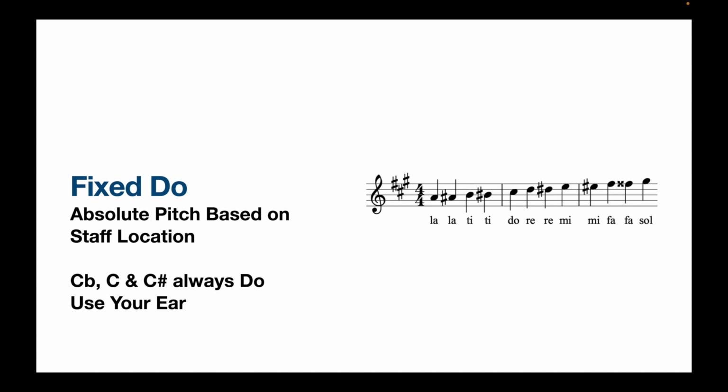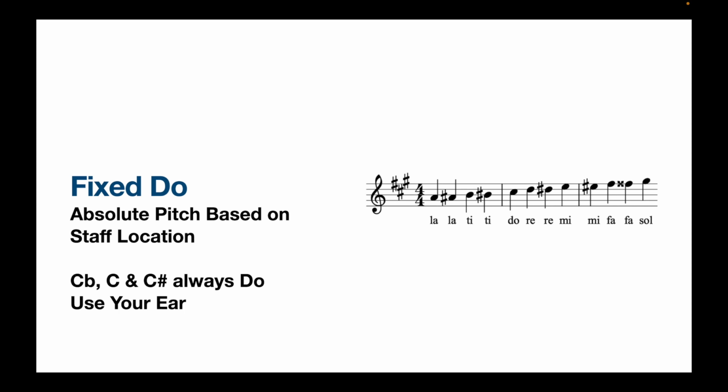Fixed do is absolute pitch based on staff location. So if you look at the little graphic here, you see A and A sharp are both la. B and B sharp are both ti. So I could say la could be la. All right, those would all be considered la because I could go A flat, A sharp, and whatnot.